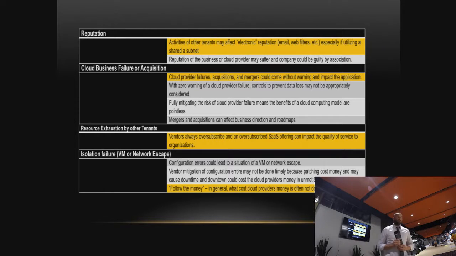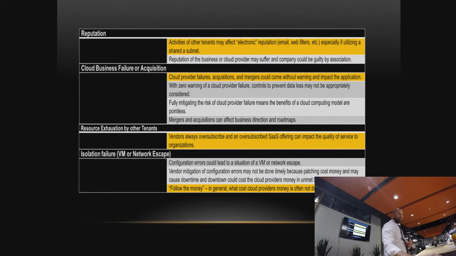Another one, cloud provider failures, acquisitions, and mergers could come without warning or impact on your application. So you just moved your business to the cloud, they decided, you know what, we're going to merge with another company, and your product may or may not win out.